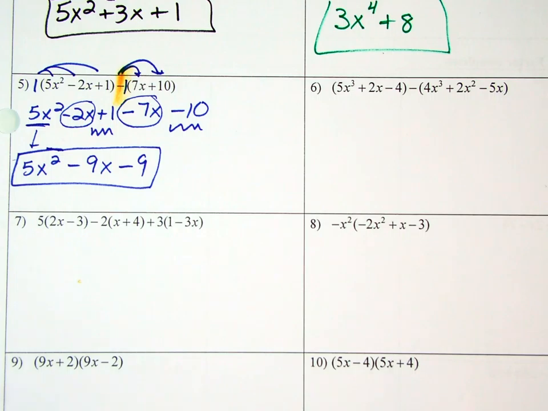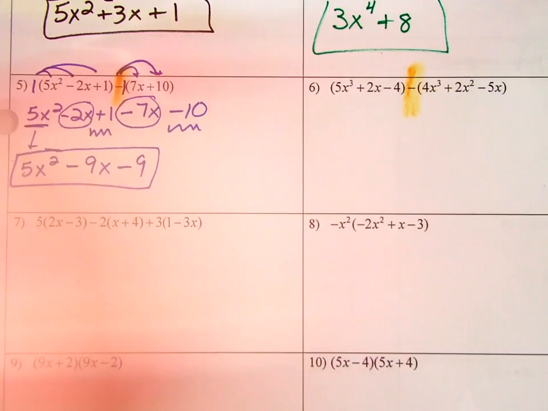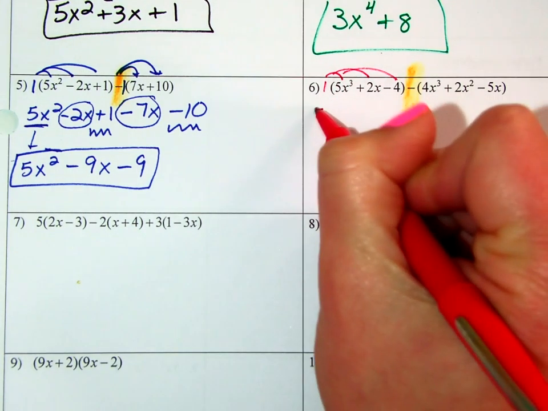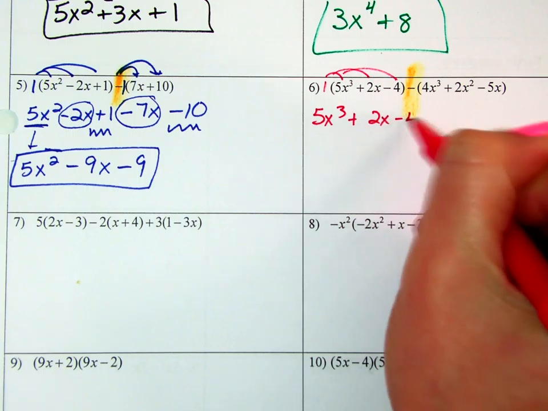Okay, looking at the next one. Again, there's a minus sign here, right? So that means we're distributing the positive 1 into the front, which doesn't change anything. So 5x cubed plus 2x minus 4.